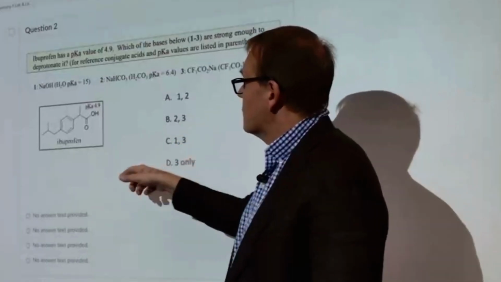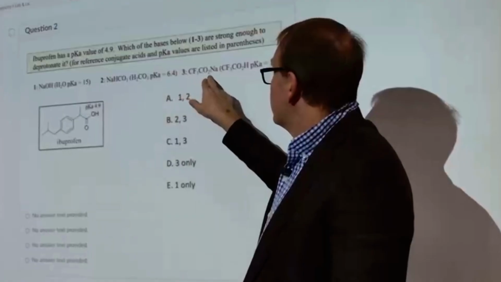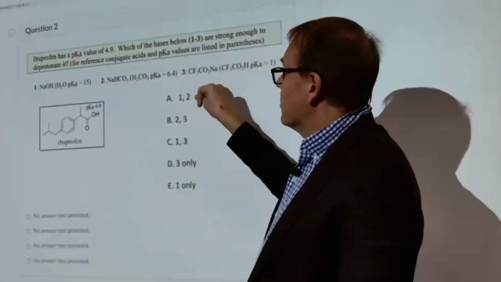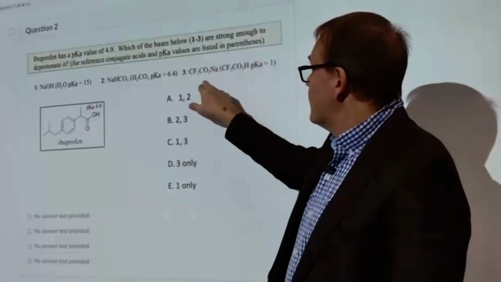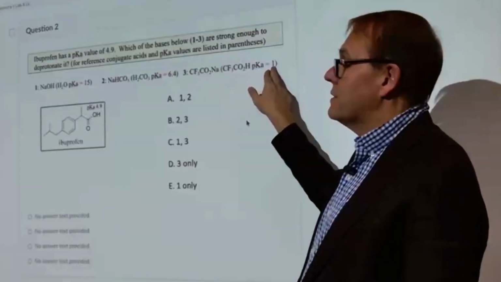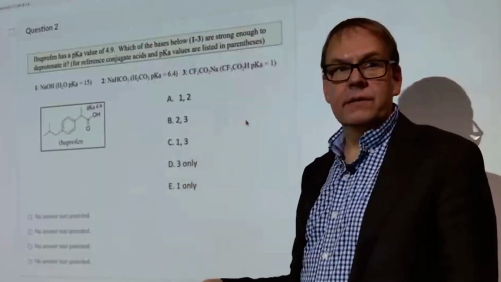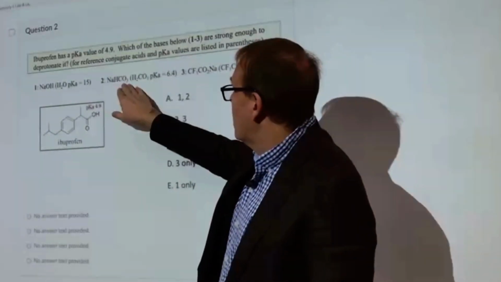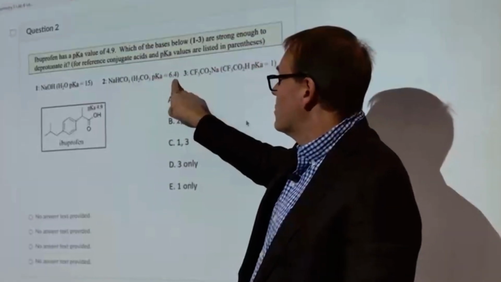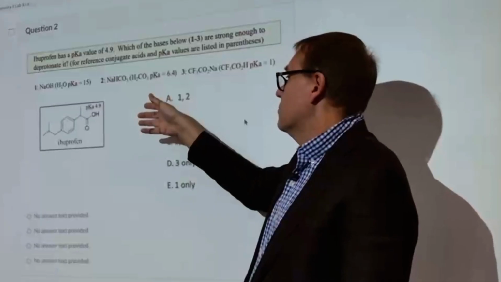So we're given 3 bases. We're given sodium hydroxide, sodium bicarbonate, baking soda, and then this trifluoroacetate molecule, and we're told the pKa of their conjugate acids. For trifluoroacetate, the conjugate acid is trifluoroacetic acid. It has a pKa value of 1. That's a very strong acid, which means that the base is a very weak base. Over here we've got sodium bicarbonate. Its conjugate acid, carbonic acid, has a pKa of 6.4, which is a medium strength acid. Its base is a medium strength base, not real strong, not real weak.